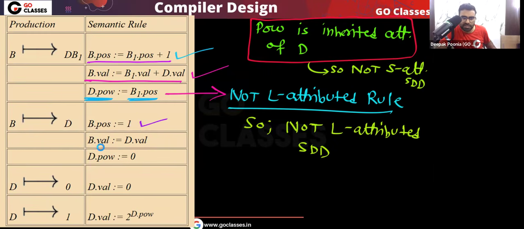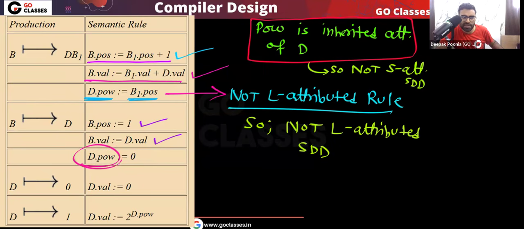What about this rule? In this rule also, we are defining an attribute of B. B is on the LHS. We are defining an attribute of the LHS. So this is a synthesized attribute, and synthesized attributes are allowed in L attributed definition. So this is also an L attributed rule. Let's check this. Is this an L attributed rule? You can see we are defining an attribute of D. D is on the RHS.